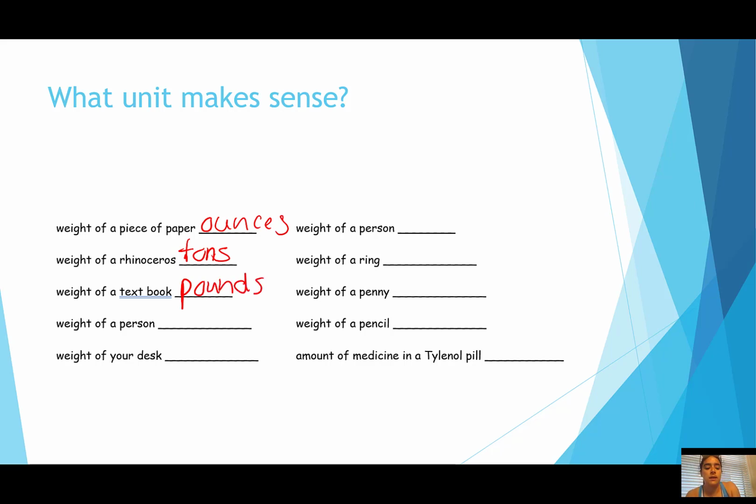The weight of a person, I would use pounds. Think about it. When you go on the scale at the doctor's, they weigh you in pounds. The weight of your desk, I would say pounds. I have the weight of a person again. We know that's pounds. The weight of a ring, I would say ounces. A ring is pretty light.